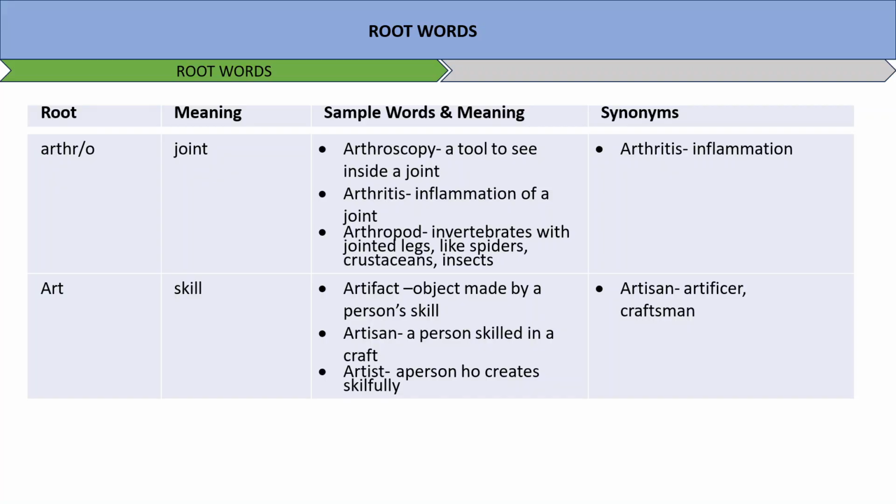like spiders, crustaceans, insects, etc. Whereas art means skill, artifact, object made by a person's skill, artisan, a person skilled in a craft, artist, a person who creates skillfully, artisan, artificer, craftsman. These are some of the generic names which are used for artisans.